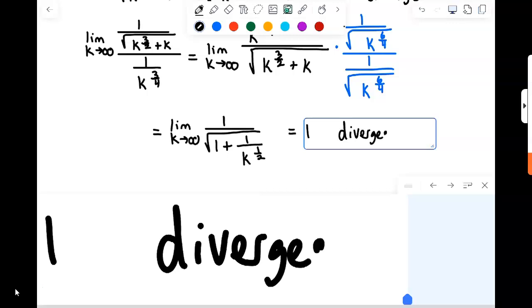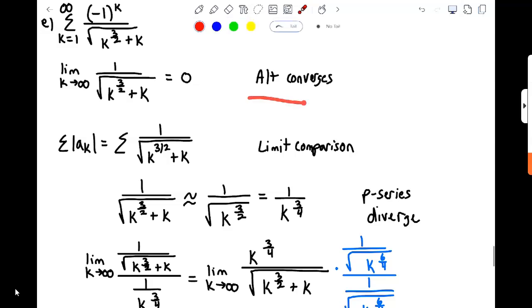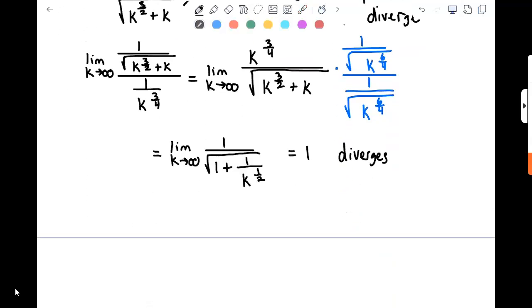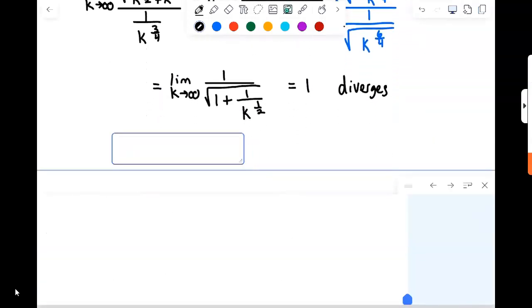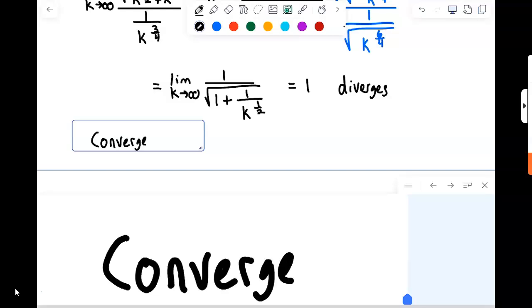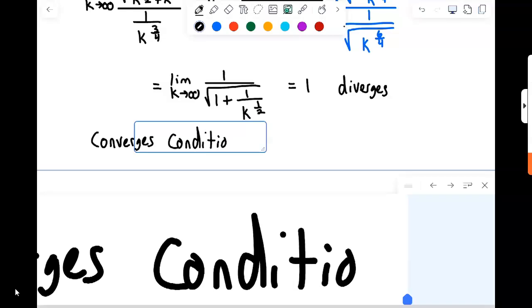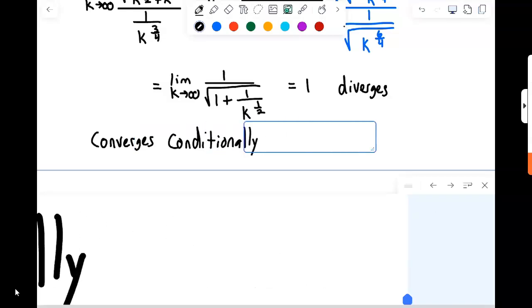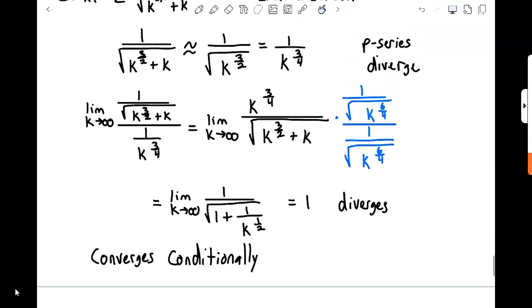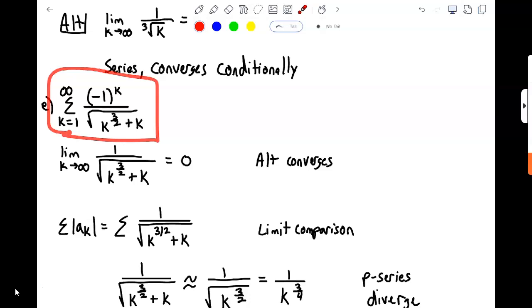And so we already said earlier that the alternating one will converge. So the alternating one converged, the absolute one diverges. And so therefore we finish this off by saying that this one converges conditionally. Okay, our original series there, the alternating series of that stuff, converges conditionally.